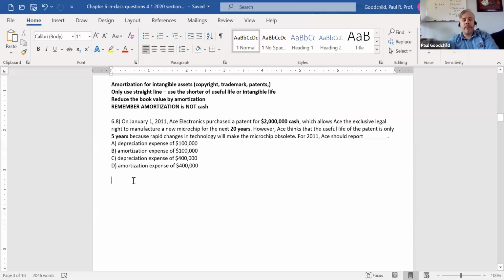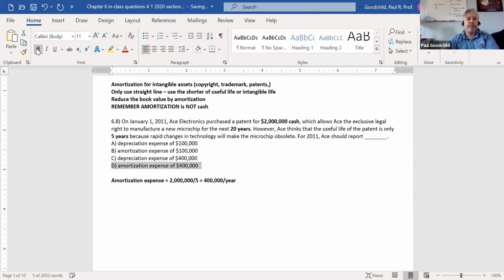So we have 2 million is equal to 2 million divided by 5, which is equal to 400,000 per year. Okay, so this would be amortization expense of 400,000.